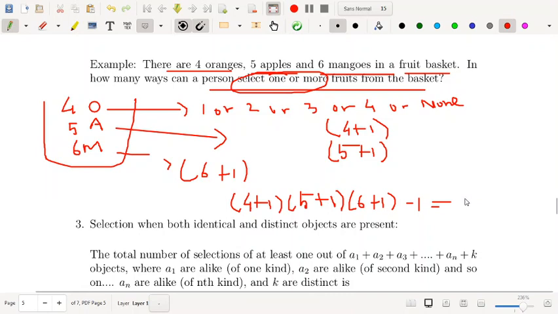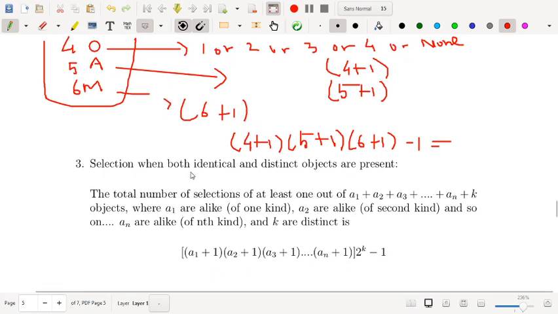This is how you will deal with identical things, and when the things are different. Clear? I hope this selection of identical and selection of different things is clear. It is difficult, sometimes, but very important also.